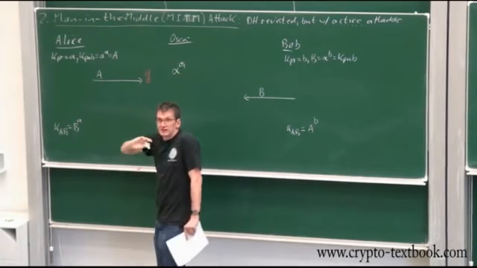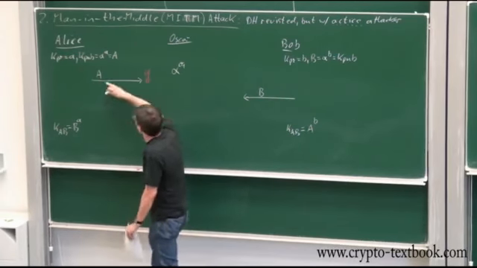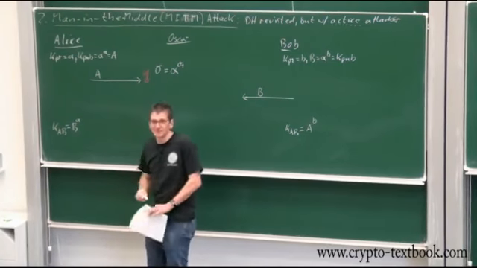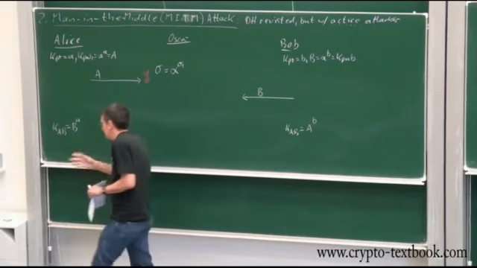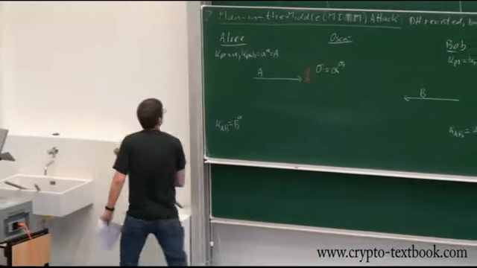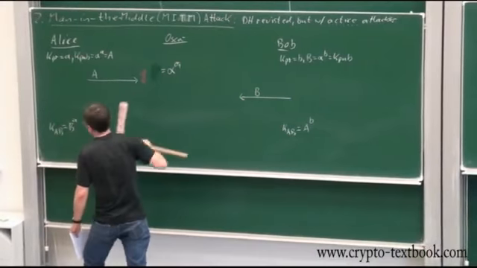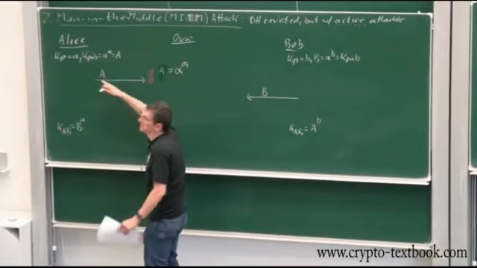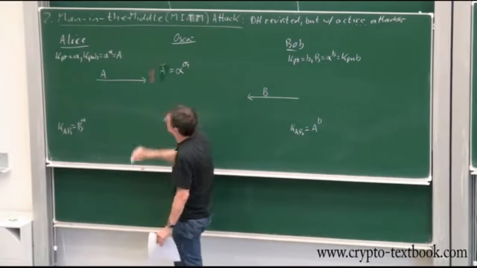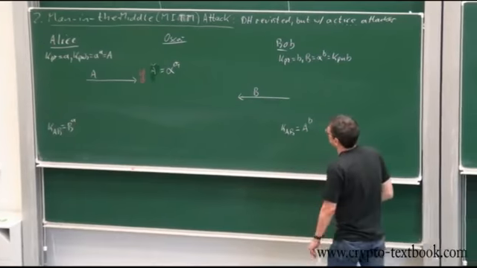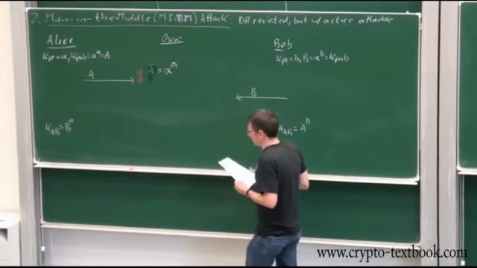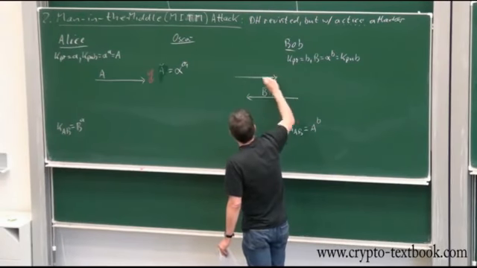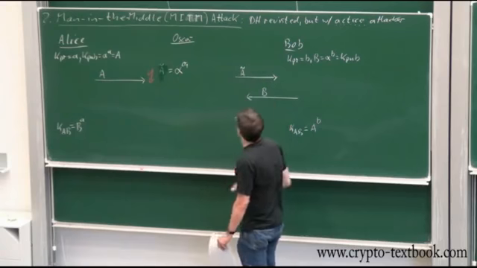And Oscar is very sneaky. He doesn't call it Oscar's public key, he doesn't do that, right? He essentially calls this A. He says, hey, I'm Alice's key. Because this is A, we call it A tilde here. And what he forwards to Bob is A tilde.